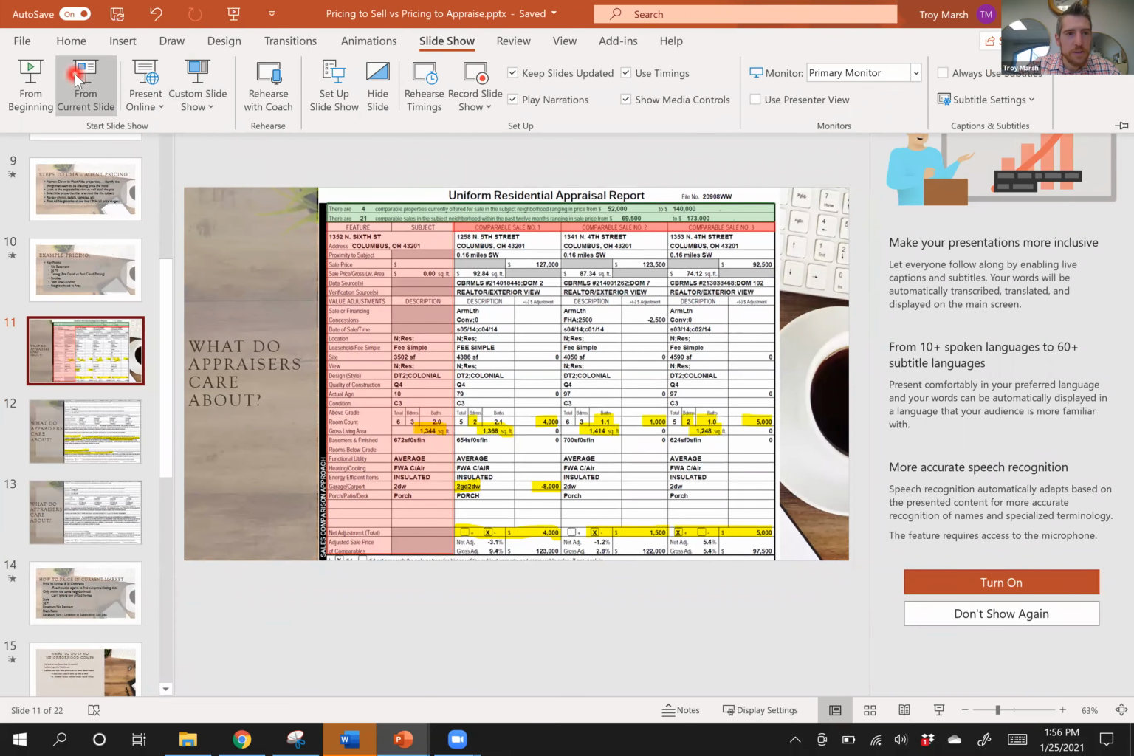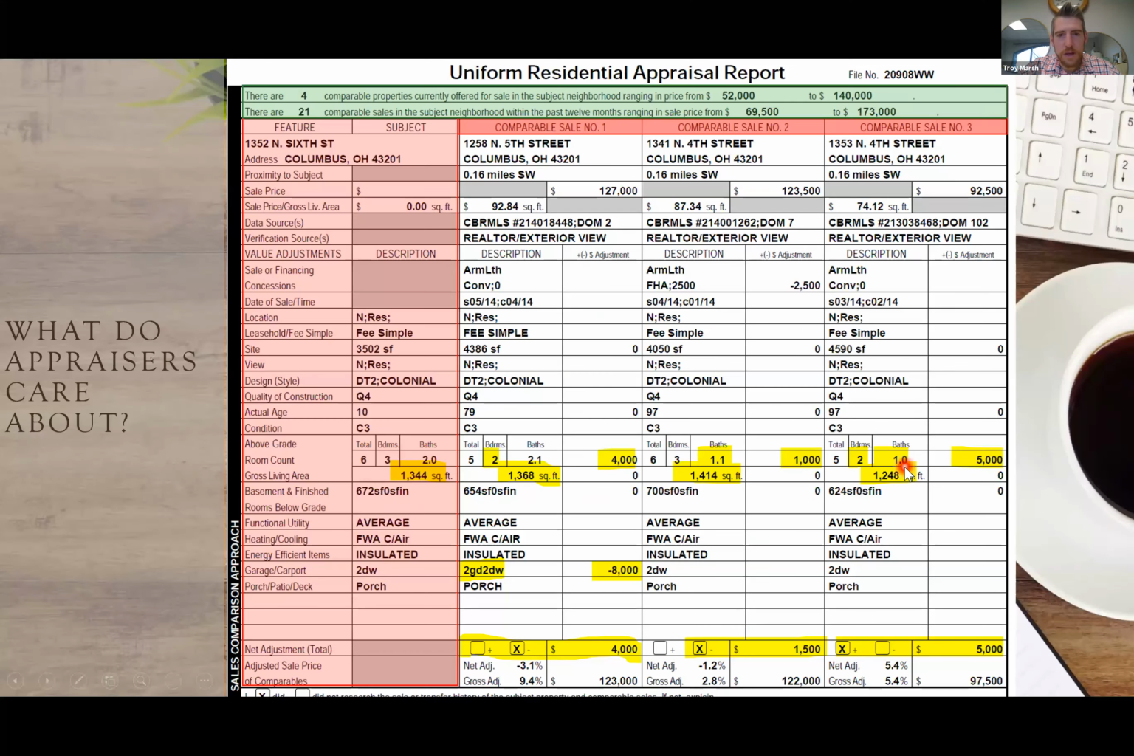Okay. Comp number 2. Yep. Under description, arm's length, FHA 2,500. What was that 2,500? Because that price included 2,500 in seller closing costs. So really, if the seller hadn't paid closing costs, then it would have been 121. Got it. So the seller had agreed to pay $2,500 of the buyer's closing costs.